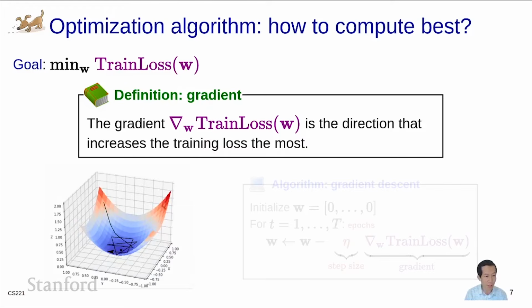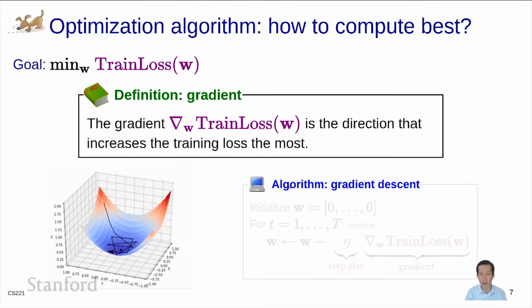Pictorially, what the follow your nose strategy, or gradient descent, is going to look like is you're going to start at some w, and then you're going to follow the gradient, and you're going to end up here, and then you're going to compute the gradient, you're going to end up here, and you might bounce around a bit, but hopefully you'll decrease the loss on average over time.